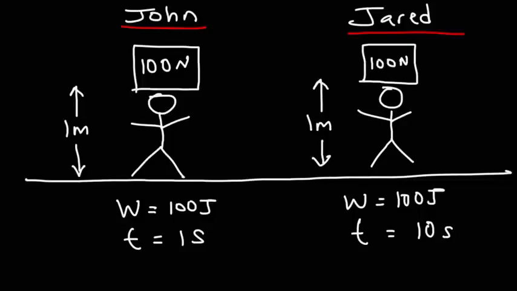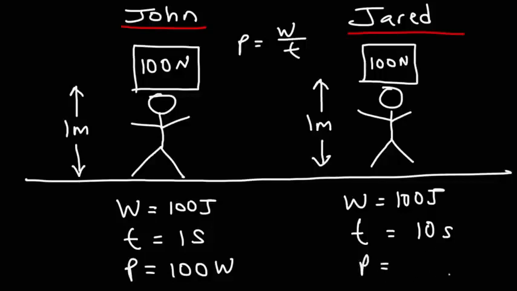Which individual exerts more power? Would you say it's John or Jared? Well, we know that power is work over time. It took John 1 second to get the job done. So the amount of power that he exerted is 100 watts. It's 100 joules per 1 second. So he's exerting a power of 100 joules every second. Now Jared, it took him 10 seconds to get the job done. So if we take his work divided by his time, it's 100 joules per 10 seconds, or 10 watts.